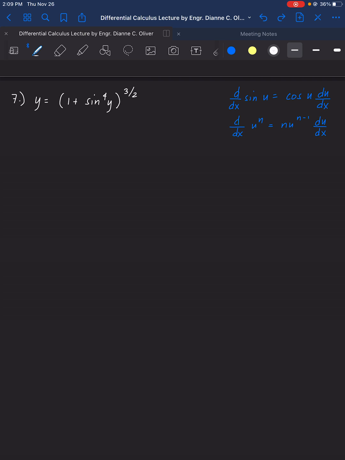If we're using the power formula, this becomes the u for the power formula, and this becomes the n. Then if we follow the pattern for the power formula, bring down n, copy u, n minus 1, obviously this becomes 3/2 minus 1, and then we will derive u. The u here is 1 plus sine y to the 4th power. Okay, so let's start.